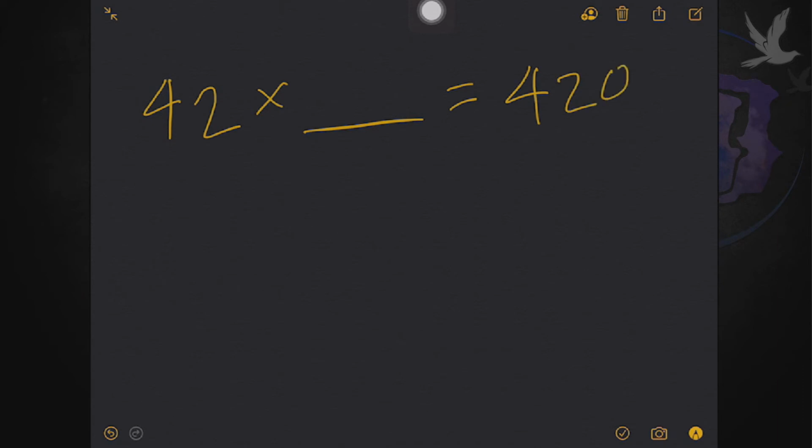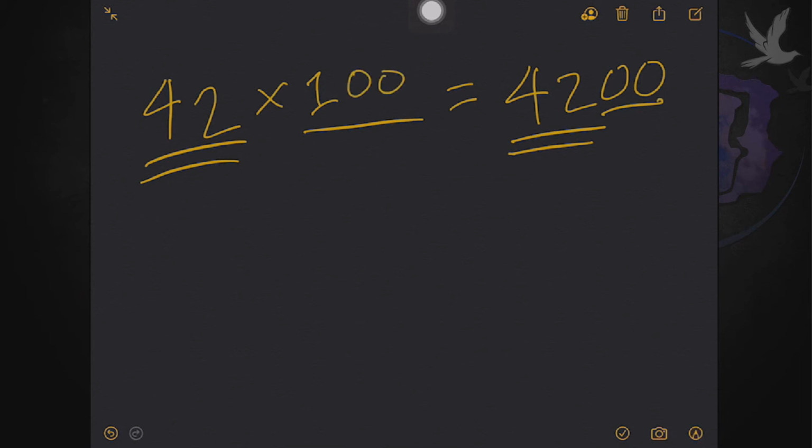Okay, so we might also experience situations like this. For example, we have 42 multiplied by blank and is equivalent to 4,200. This is actually very easy because all you have to do is just to get the initial base number, which is 1. Why? Because 42 remains 42 here, and how many zeros do you have here? You have 2 zeros. So all you have to do is just to add those 2 zeros with the equation.